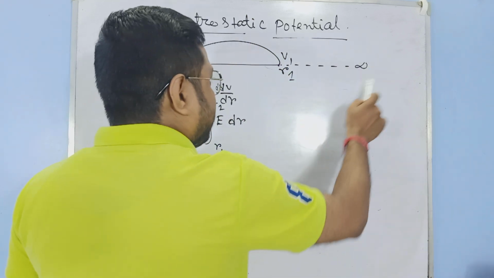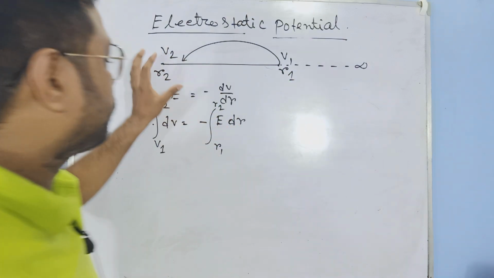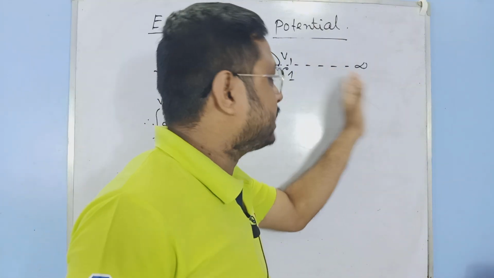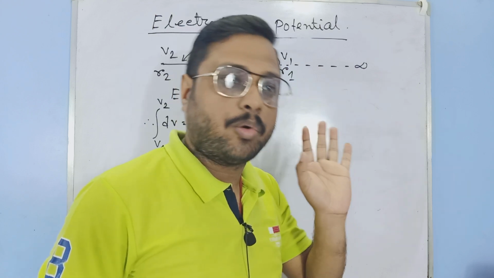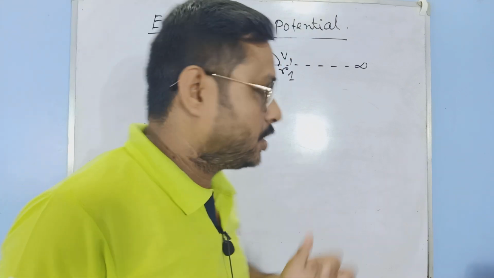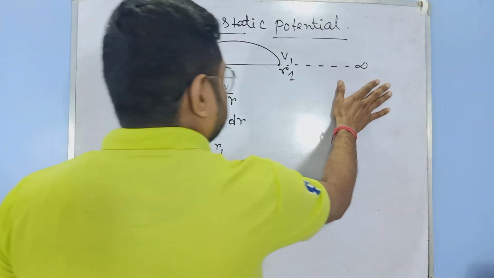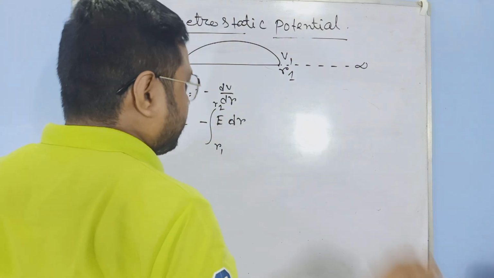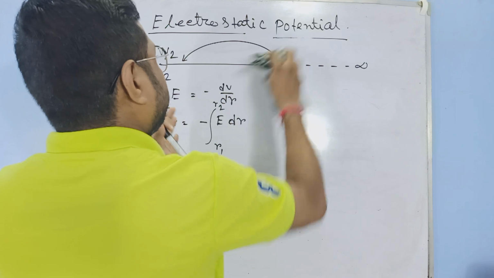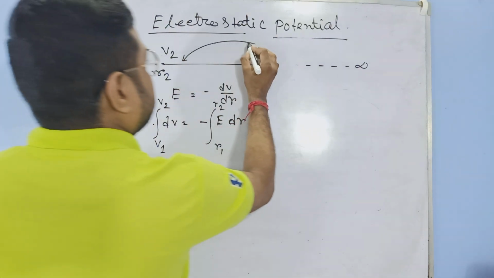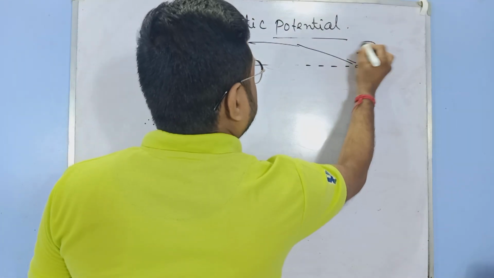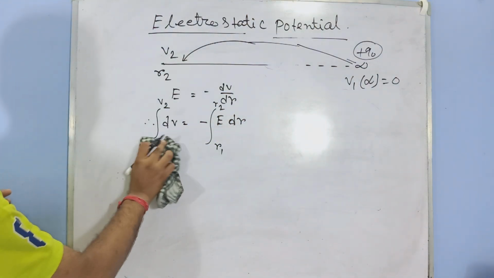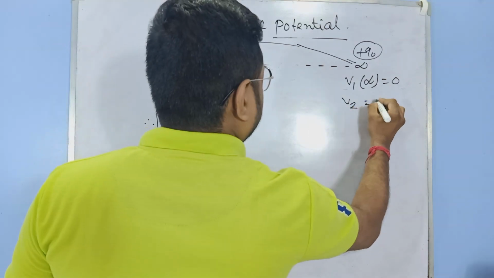So if a unit positive charge has to be brought from infinity to point R2 by any path, the potential difference and work done will be the same. It only depends on infinity and the point. So for our convenience we can say that, in the same axis, infinity is a point far away from R2. If we take R1 as infinity, where a unit positive test charge is located, the potential V1 at infinity we shall take equal to 0, and V2 equal to V of R.